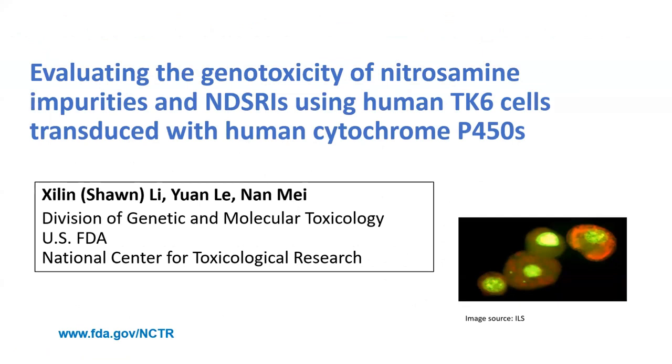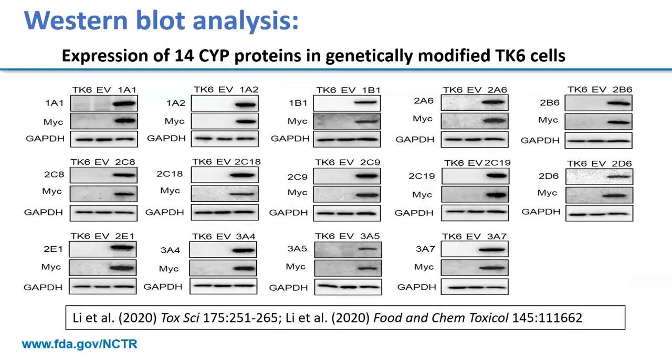So I'd like to spend some time describing these two in vitro systems. The TK6 cell system studies have been conducted by Shilin Li and Wan Lei, and they've been conducted under the direction of Nan Mei, the PI on the study. As I said, there are 14 of these lines, each expressing a different human CYP. And here are Western blots to demonstrate that. And you can see the CYPs listed on this slide. And at the bottom of the slide are a few references that give some information on development of these lines.